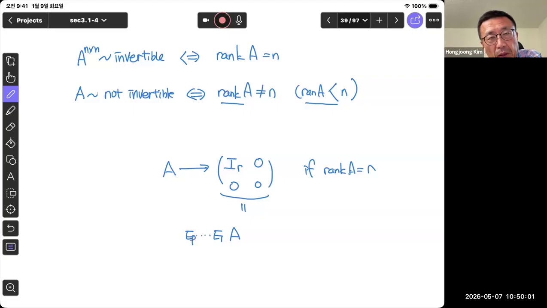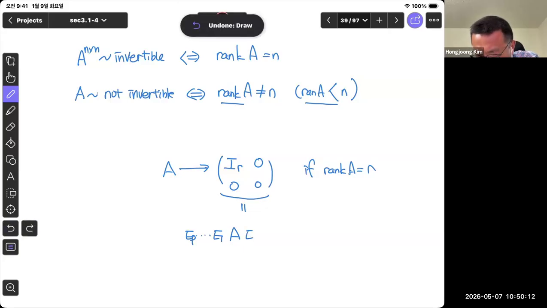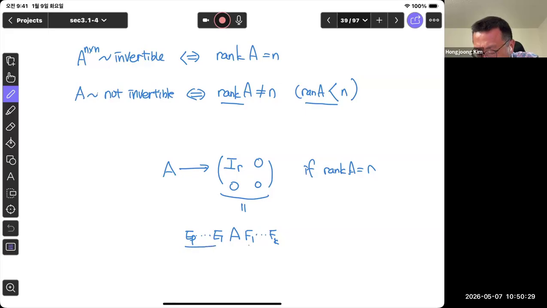That means I can multiply the corresponding elementary matrices from the left. Or if I perform the elementary column operation, that means I can multiply some corresponding elementary matrices from the right. So this will be this. Now, multiplication by elementary matrices does not alter the rank.